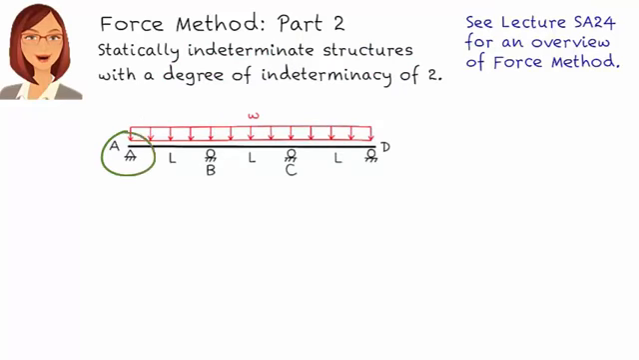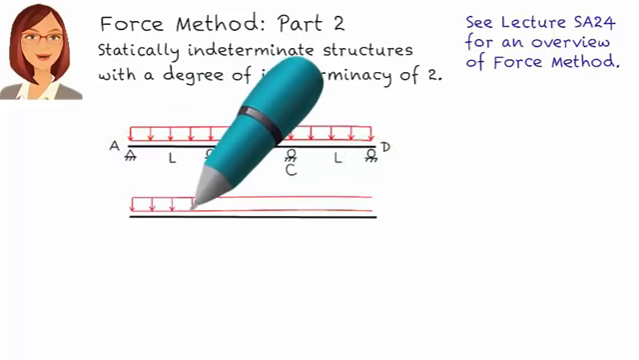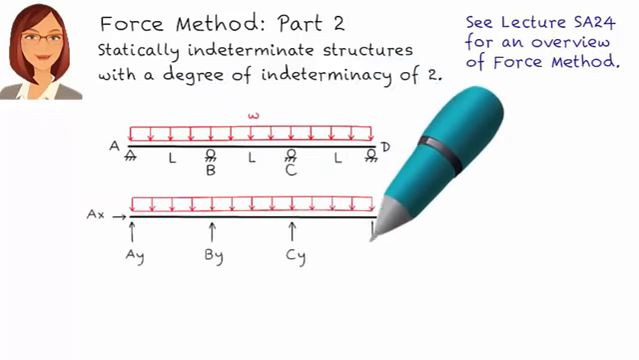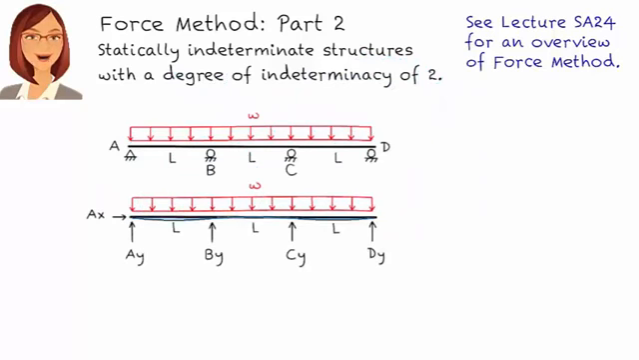It rests on 1 pin and 3 rollers. Hence, there are 5 support reaction forces. Although the beam is going to deform under the applied load, like this, there is no vertical displacement at the supports. Vertical displacement at A, B, C, and D remains 0.